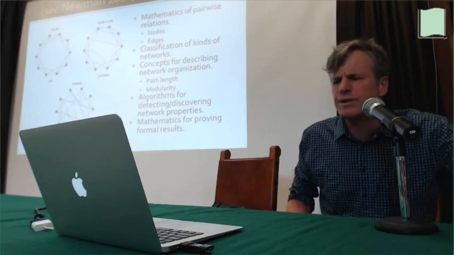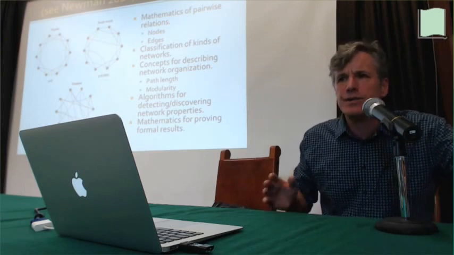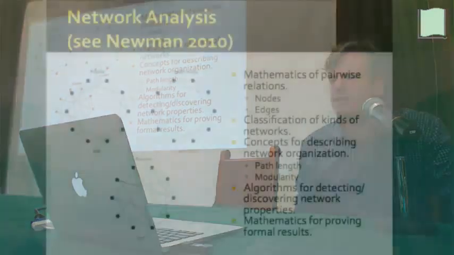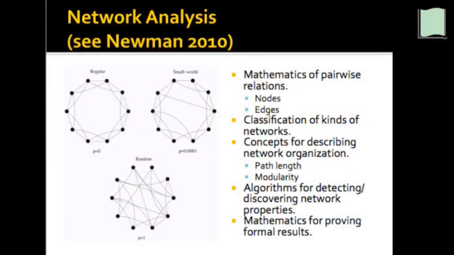And this mathematics comes with a whole set of tools for characterizing different kinds of networks. Here, for example, is a picture of a regular network in the top left, and a small world network on the top right, and a random network in the bottom section here. And one set of vocabulary that network analysis supplies is a way of categorizing different kinds of networks. It also supplies a set of concepts for talking about the structure of networks.